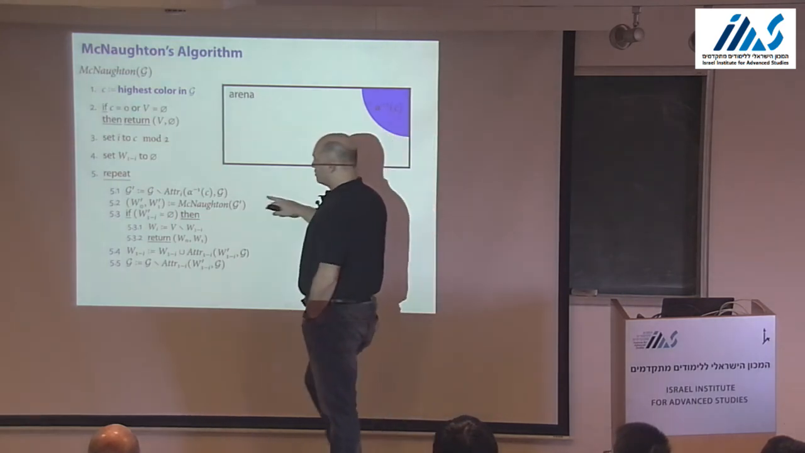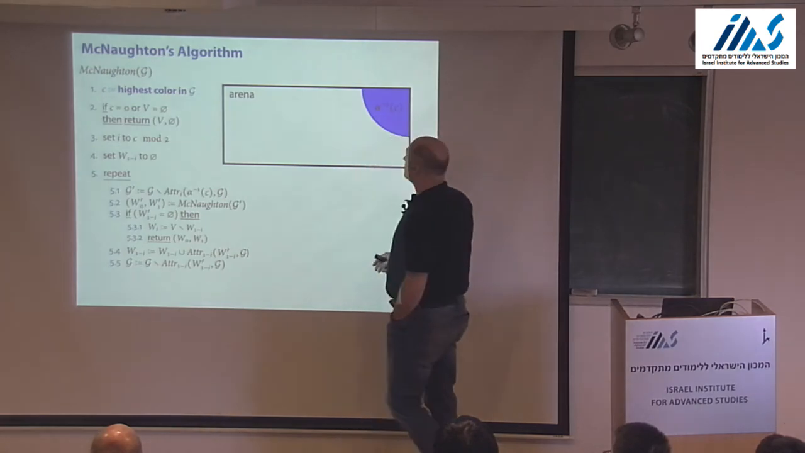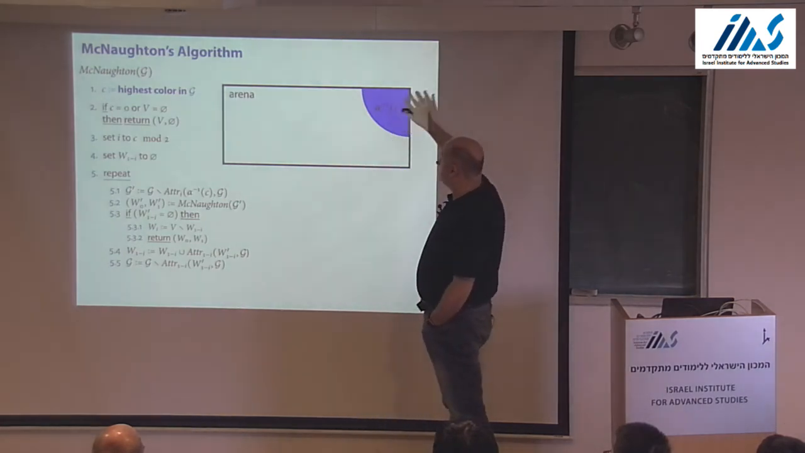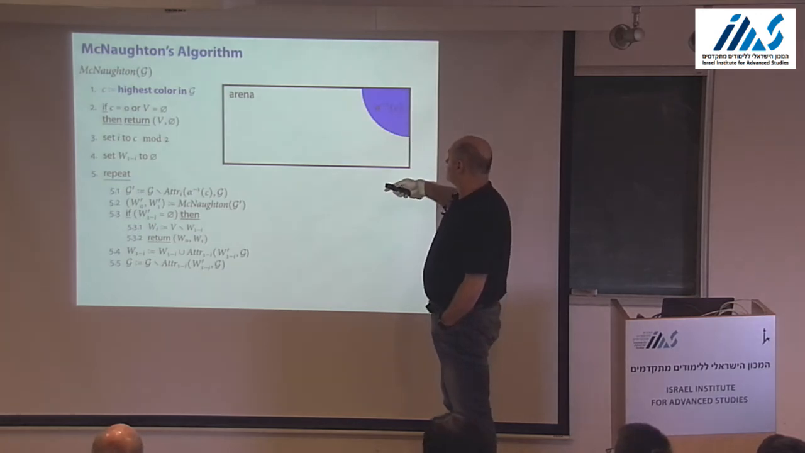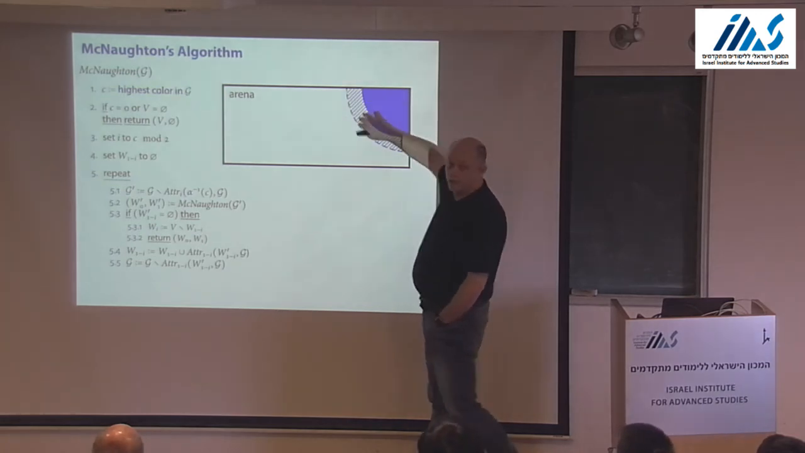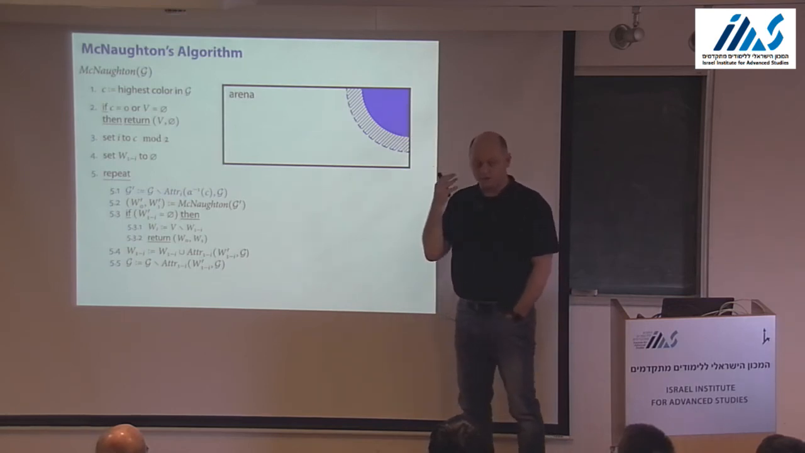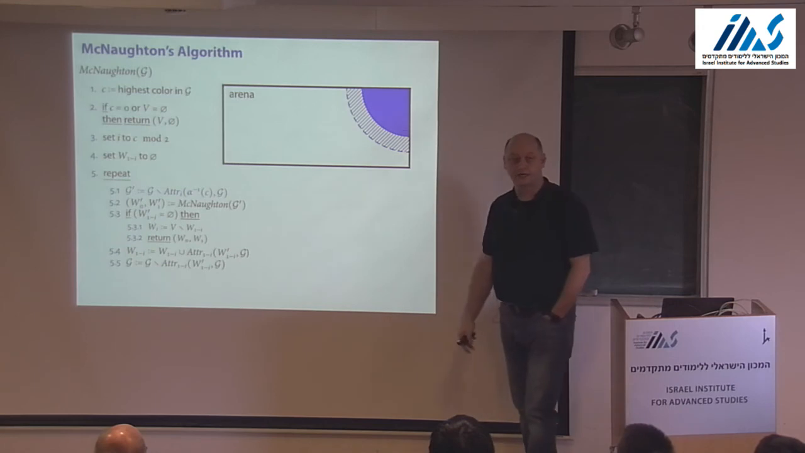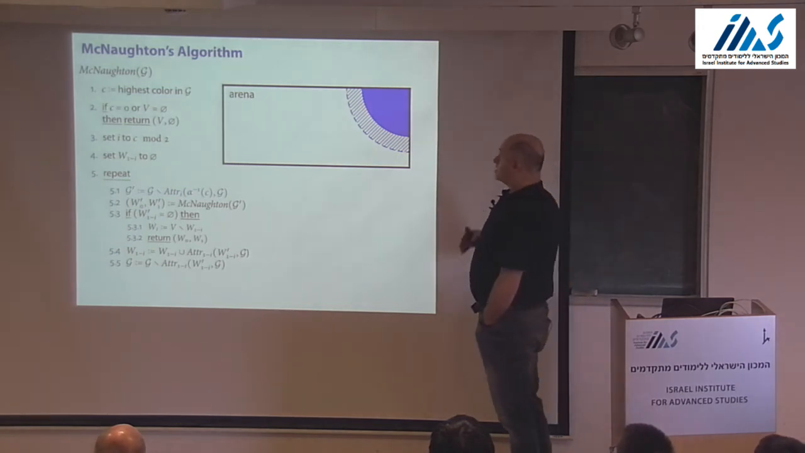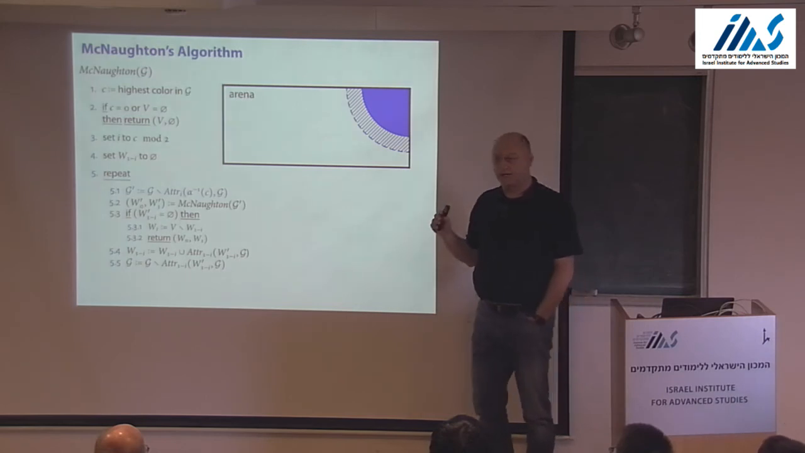Okay, and now we build a new game by removing from the game we have, first of all, states with the highest color, and then also all states where we have an attractor strategy that would allow the player I to force the game into the highest color. So this simplifies the game because we have gotten rid of the highest color.